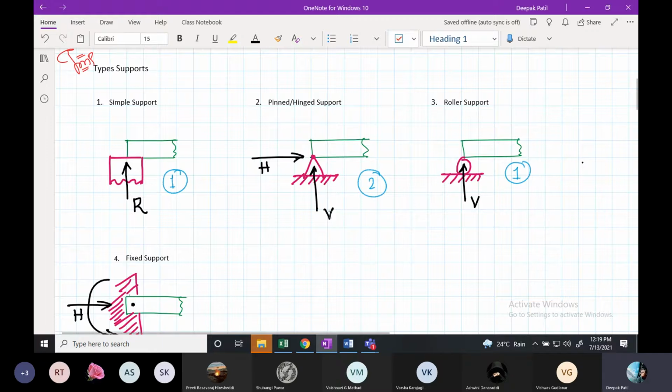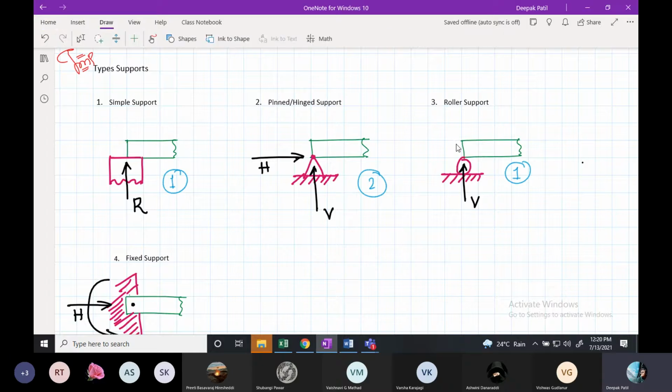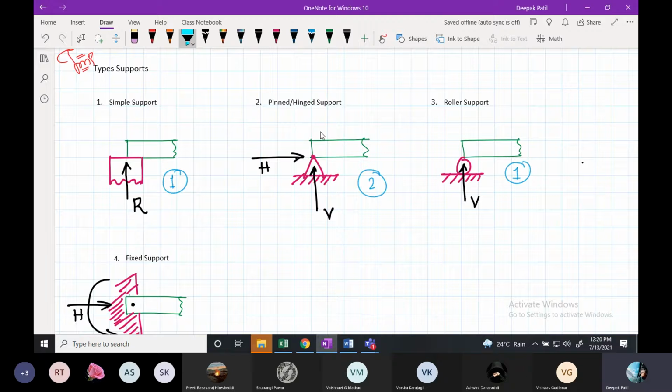How to judge how many reactions will come: in simple support and in roller support, in both cases, the beam cannot move in a vertical direction. This is the beam, which cannot move in the vertical direction in both cases. Hence, there will be a reaction in the vertical direction. But in case of a pin or hinge support, the beam cannot move in the horizontal direction. Also, it cannot move in the vertical direction. Hence, there will be two reactions developed in the pin or hinge support.